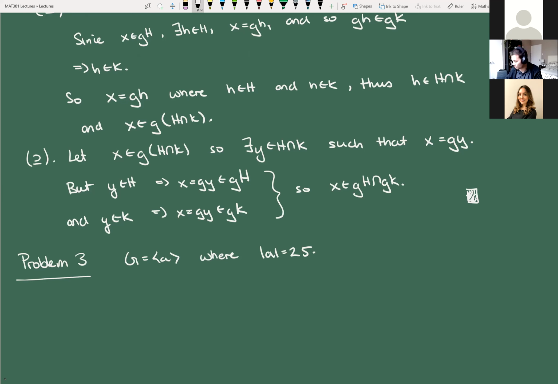Right, find the cosets of A5, a to the power 5. So find the, let's just do left. No, yeah, let's just do left. I mean, it doesn't actually matter because it's abelian.